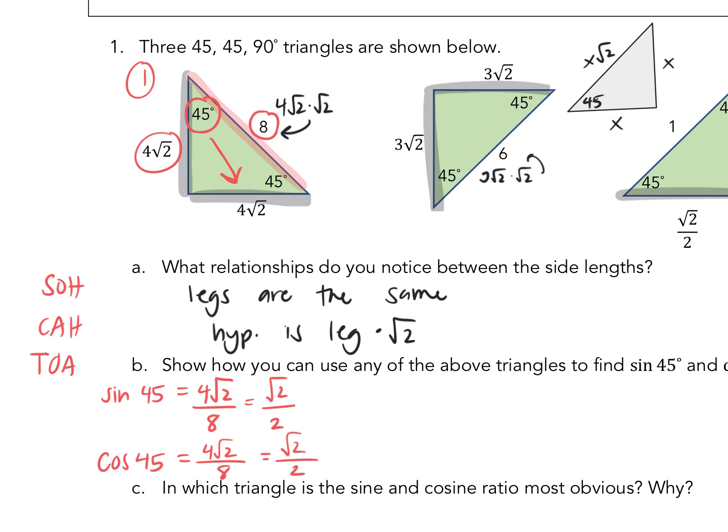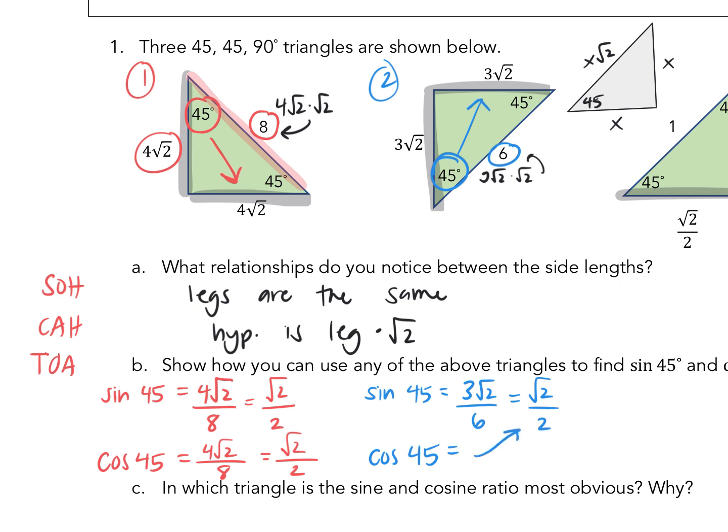Let's find out. Okay, let's do the second one. I'm going to set up my sine and my cosine ratio. Sine of 45 from either angle of 45 degrees, doesn't matter. Opposite would be 3 square root of 2. My hypotenuse is 6. So I have 3 square root of 2 divided by 6, which gives me what simplified? Square root of 2 over 2. Again. Okay. Cosine 45. What's going to happen? Same thing, because the side length that's adjacent is also 3 square root of 2. So I also end up with the square root of 2 over 2.